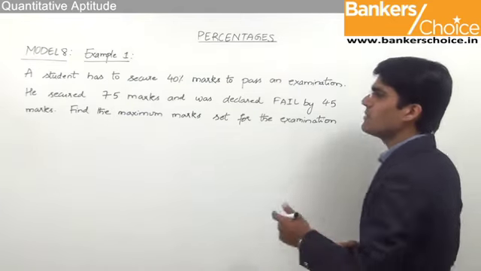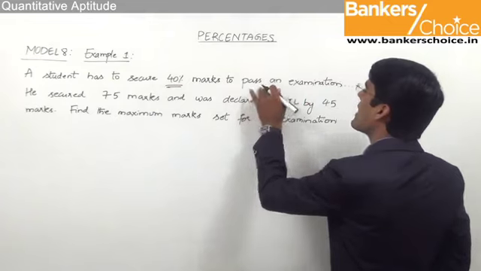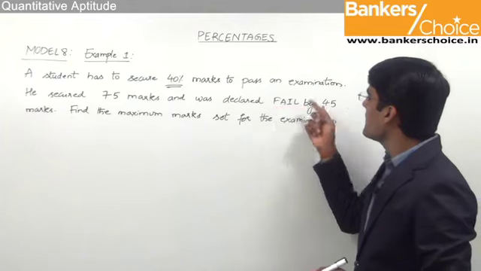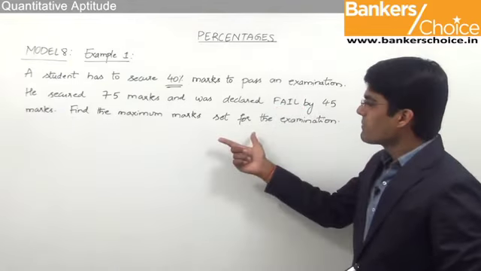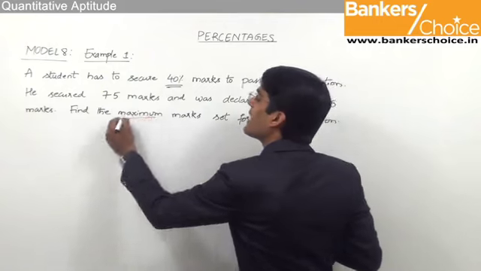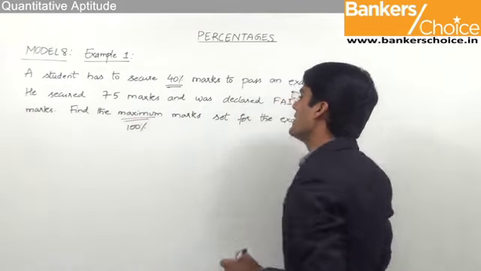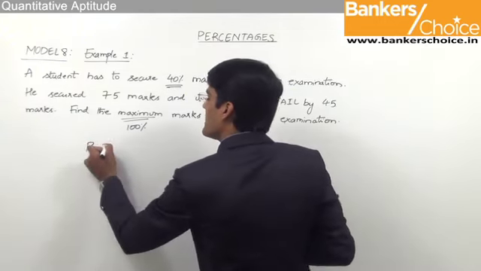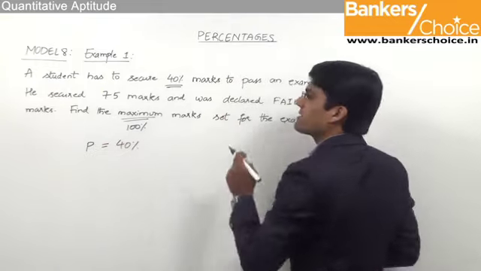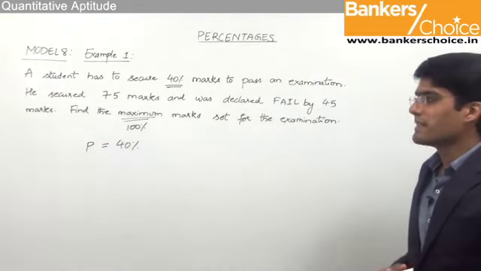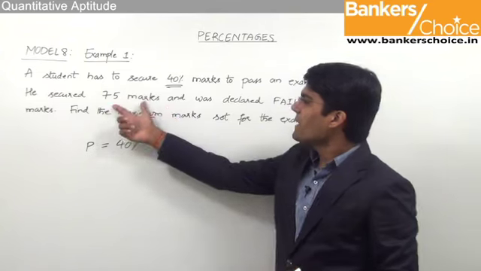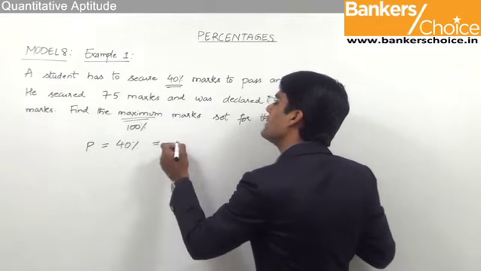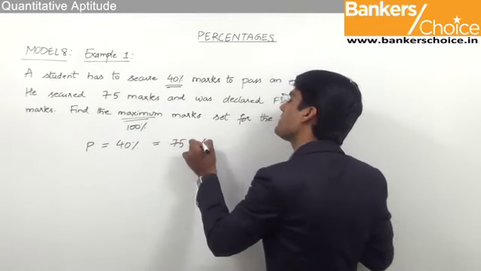So as you can see here, a student must get 40% marks to pass the exam. He has scored 75 marks, but still he was declared fail by 45 marks. We are supposed to find out the maximum marks, that is nothing but 100% of the marks that can be scored in this examination. Now, we know that the pass percentage is 40 because a student has to get 40% marks to pass this exam. Now, he has got 75 marks and he failed by 45 marks. So, very clearly, this 40% should be equal to 75 marks plus 45 marks.